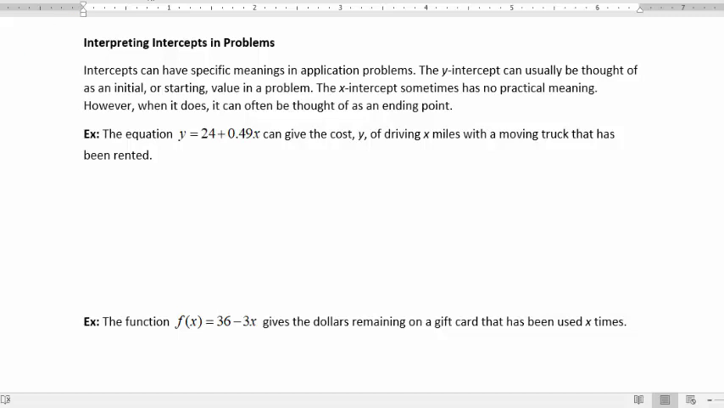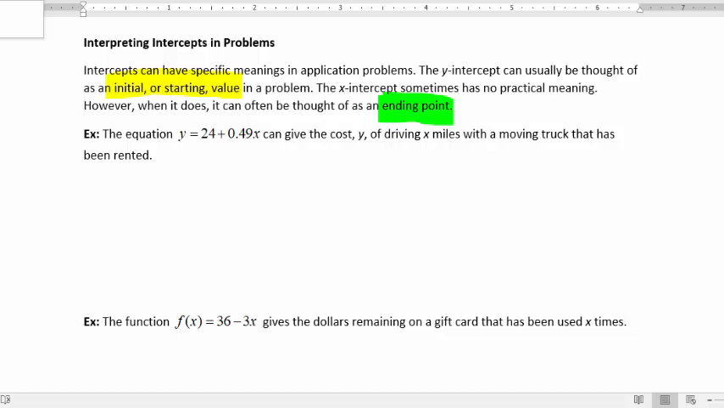y-intercepts in application problems almost always can be thought of as initial or starting values in a problem. So that's pretty standard for application problems. The x-intercept now depends. Sometimes the x-intercept doesn't even have a practical meaning, but when it does, a lot of times it can be thought of as an ending point. So the y-intercept is generally always going to be the initial or starting value, and the x-intercept sometimes has no meaning, but when it does, it's probably like an ending point.